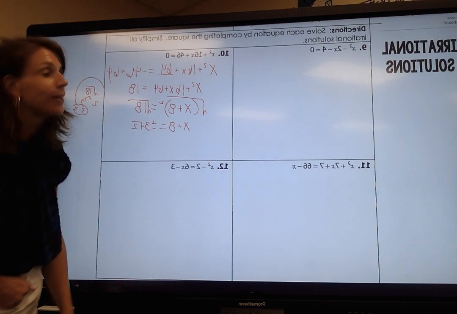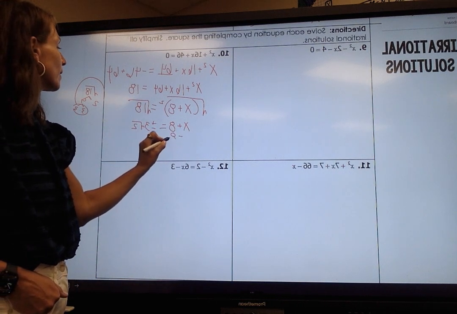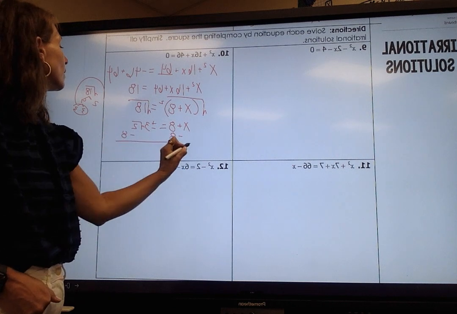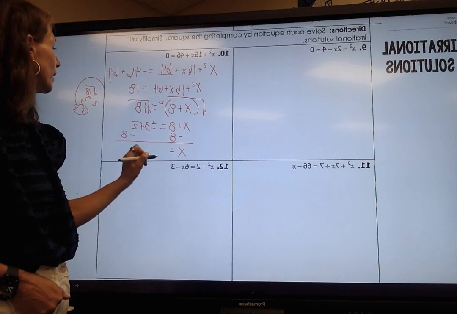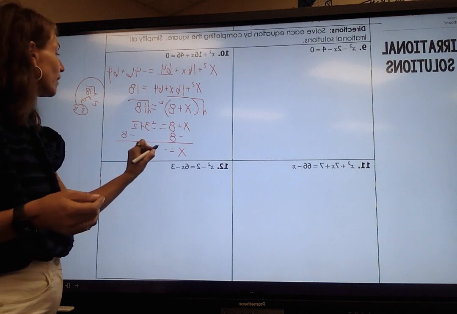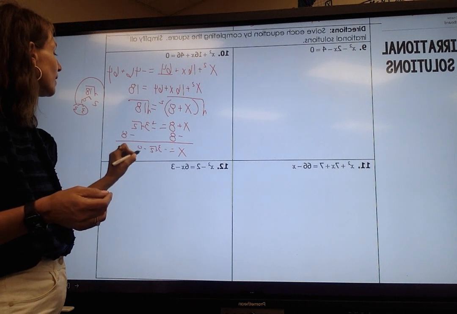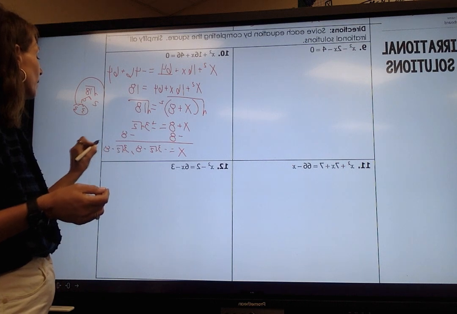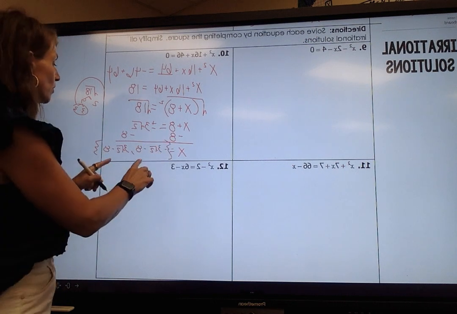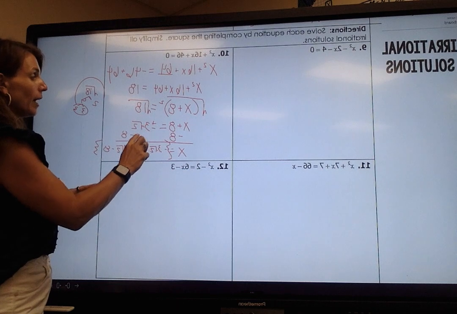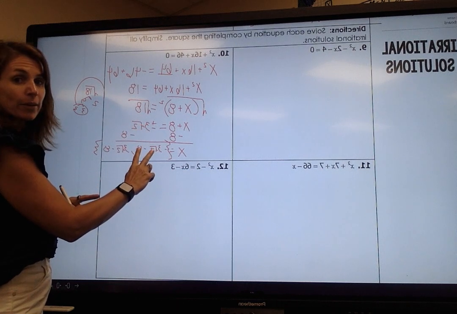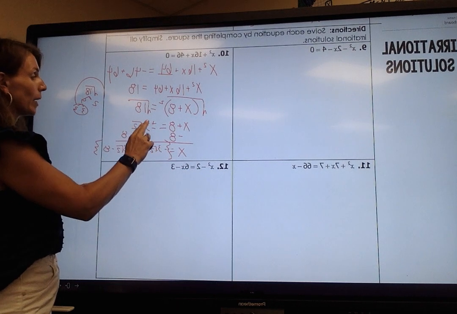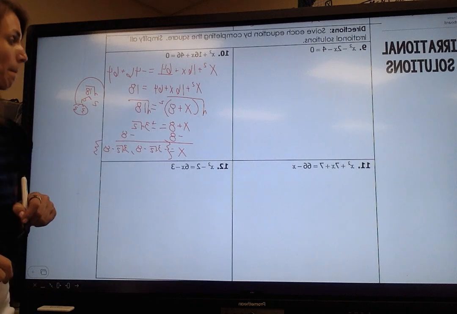With me? And now I just subtract 8. So my final answer is going to be negative 3√2 minus 8 and 3√2 minus 8, because this tells me I have two separate solutions, right? I can't simplify these together because they don't have a square root of 2 in common, so I keep them separated just like that.